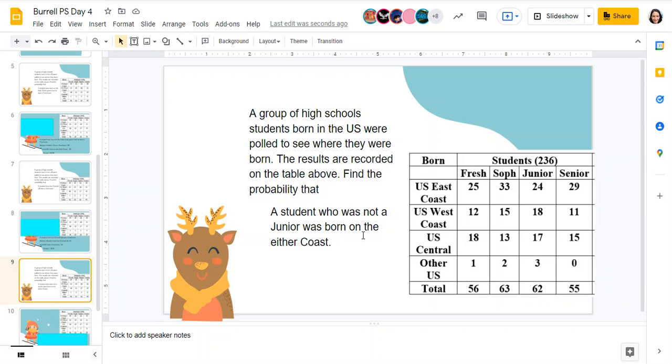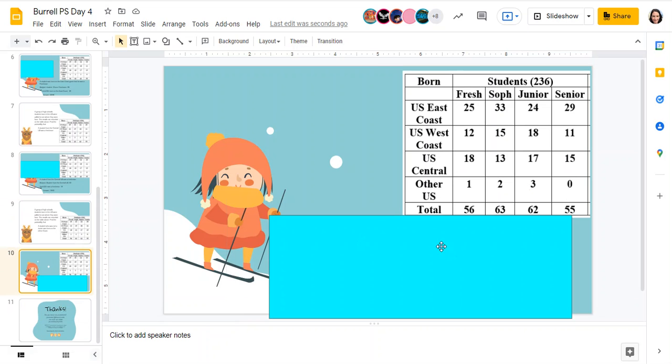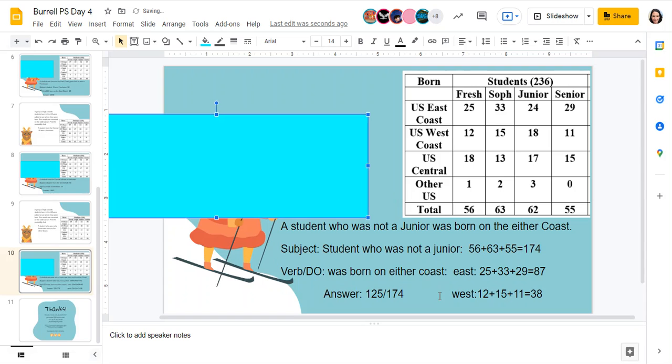And the probability that they were born on either coast. So we have a lot of numbers to add up there. We're adding up all the people that are not juniors that are East or West Coast. So 25, 33, 12, 15, 29, and 11. Now that's just adding, that's not a big deal. So let's look at the next slide and see if it's done for us here. Okay, so we got 174 total for the students who are not juniors. And then born on either coast, we're adding up the numbers of freshmen, sophomores, and seniors who are born on the East Coast or the West Coast. And we got 125 out of 174.